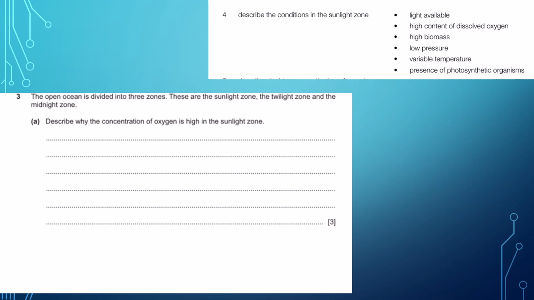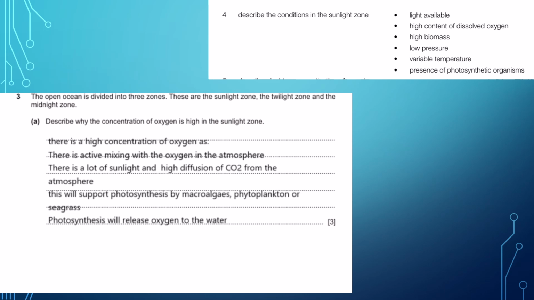So the answer I would give here would look something like this. Well, there is a high concentration of oxygen as there is active mixing with the oxygen in the atmosphere. There is a lot of sunlight and a high diffusion of CO2 from the atmosphere. This will support photosynthesis by macroalgae, phytoplankton or seagrass, and photosynthesis will release oxygen to the water. It's a good idea here to mention a specific organism such as macroalgae, phytoplankton or seagrass to make sure you get the third point.